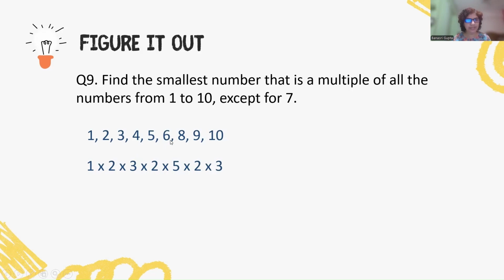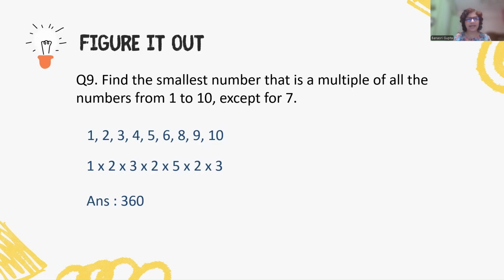Then for 6 we don't want to add anything because already we have 2 into 6, 2 into 3. Then for 8, we have to add one more 2 here. I'm going to multiply one more 2 here to this product. For 9, we have to add one more 3 here. And for 10, it's already taken care of in this 5 and 2. So we have to do a multiplication of all these prime numbers to get to the product. So the final answer is 360.